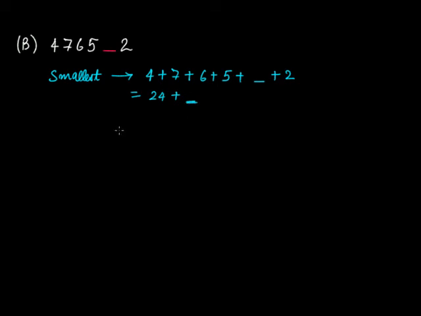For the smallest one, start from 0. If I put 0 here, then 24 plus 0 is 24. And yes, 24 is divisible by 3 because 3 times 8 is 24. Therefore, if we put 0 here, this will be the smallest digit that will make this number divisible by 3. So the smallest digit will be 0. Now let's check for the largest digit.